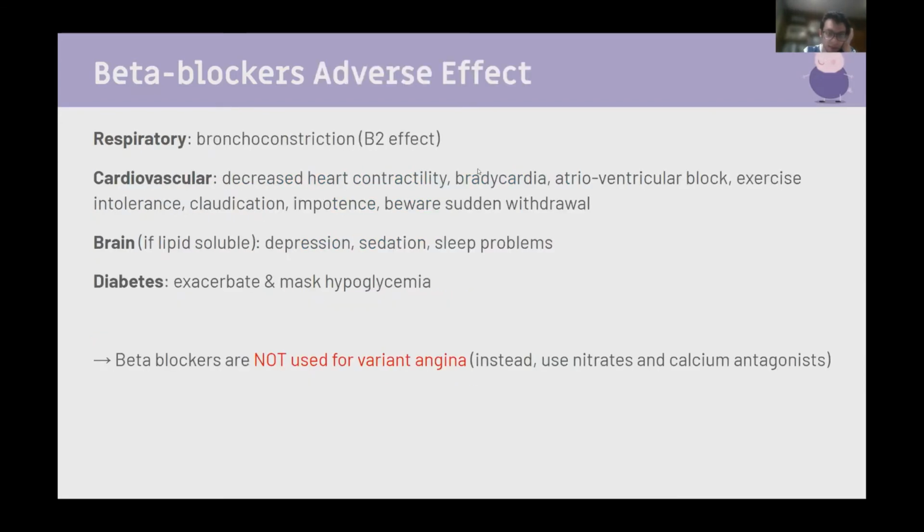Beta blockers adverse effects. So we've got bronchoconstriction in asthma, which is why we don't want to use them. I'll find out if it's COPD because I probably need to know that for my exams. Cardiovascular, you're going to decrease heart contractility, but you're mostly going to have bradycardia, which is a low heart rate, and AV block, which means there's a greater time for atrial filling, and exercise intolerance. Do you know what these words mean? What claudication means?